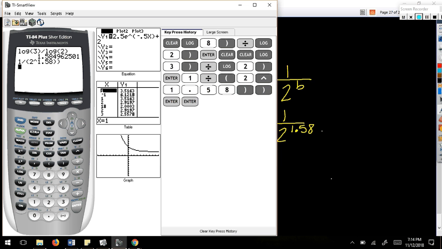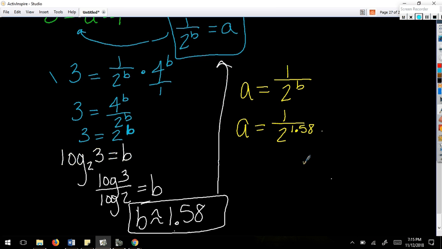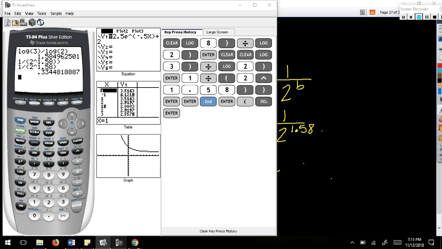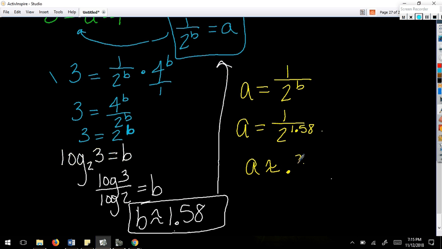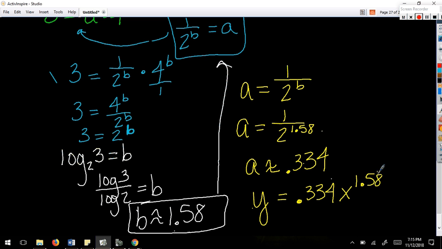I have too many parentheses there. There we go. 0.334. So A is approximately 0.334. So now I can go back to my equation and plug in. Remember, it's A times X to the B power. So I get A times X raised to the B power.